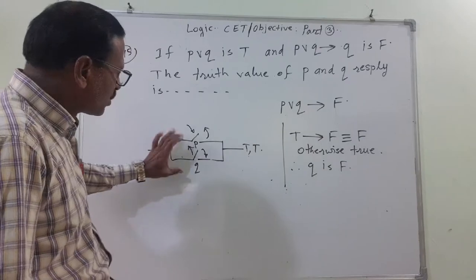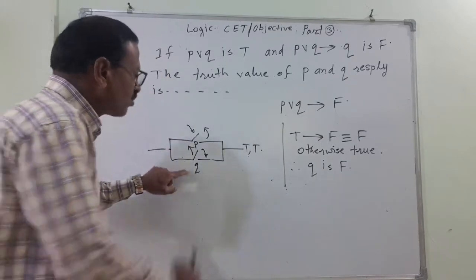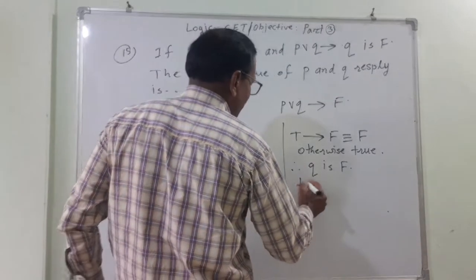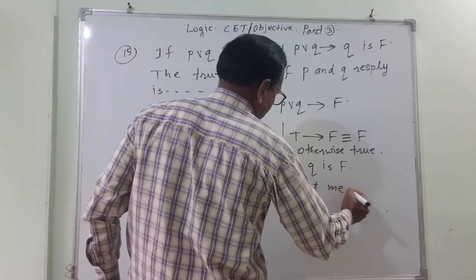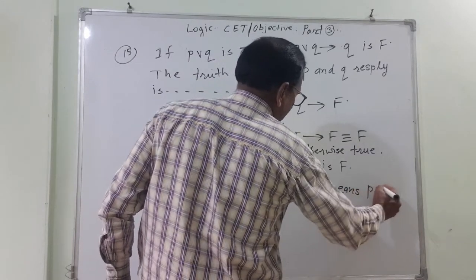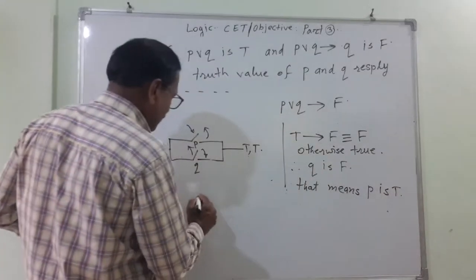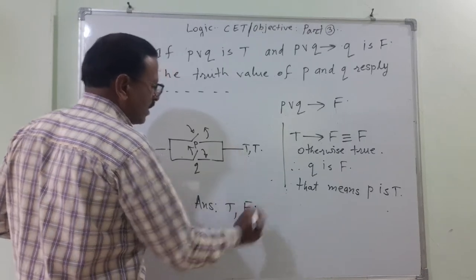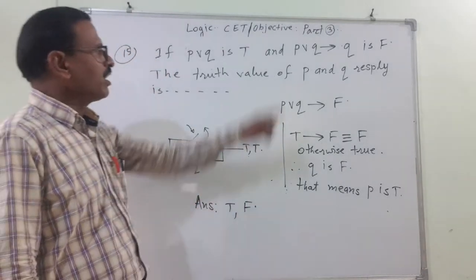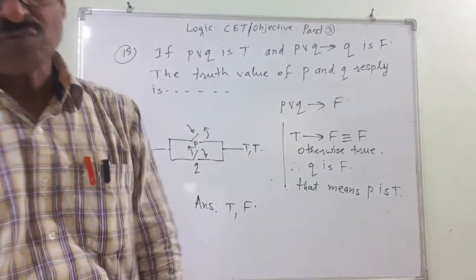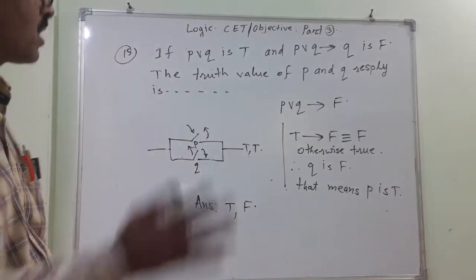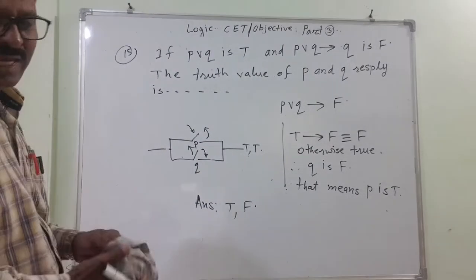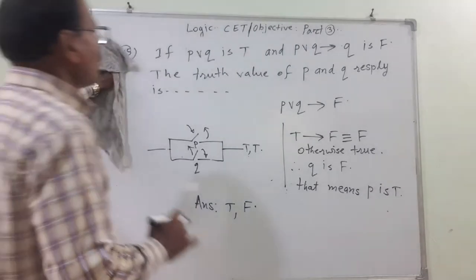Now to make this P or Q true, out of that this is false. That means Q is false, so P is true. Answer, respectively: T, comma, F. T is for P and F is for Q. So this was a very, very important question of this type. The questions are always coming. And definitely I will say that whichever questions I have taken from this whole lesson for the objective are over.